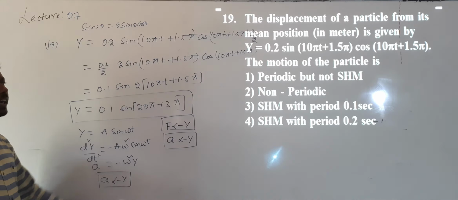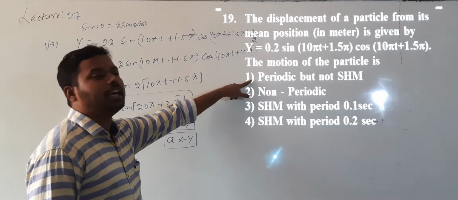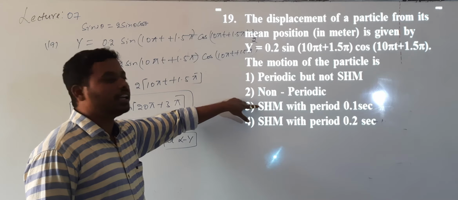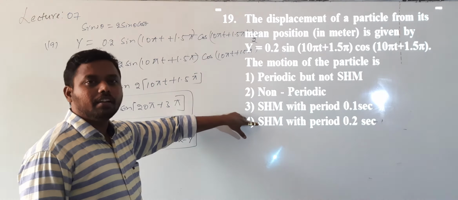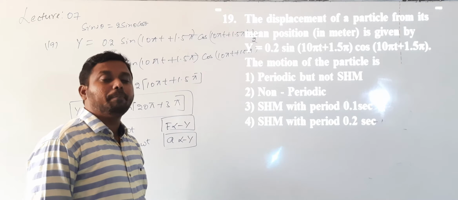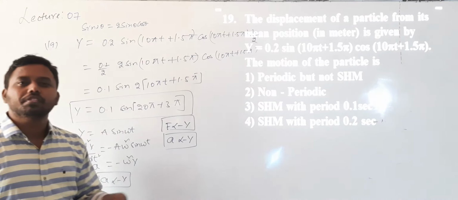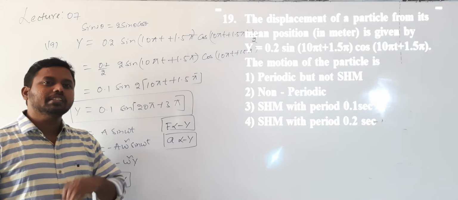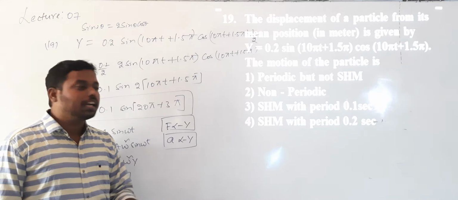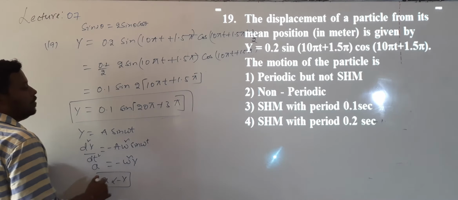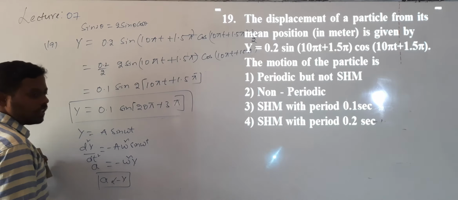Okay? This equation may be periodic but not SHM. Non-periodic, or SHM with a period. Periodic means it may be represented with a periodic sine function or cos function. But to be SHM, the must-and-should condition is acceleration directly proportional to displacement. Here the condition is valid, therefore the motion is SHM.